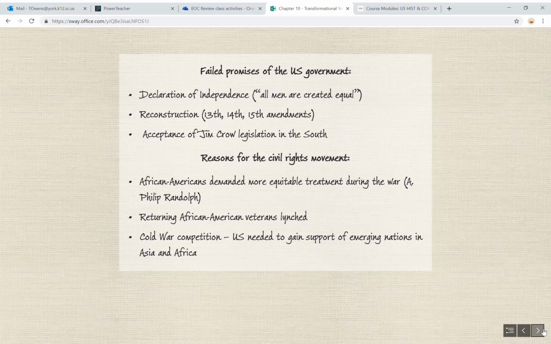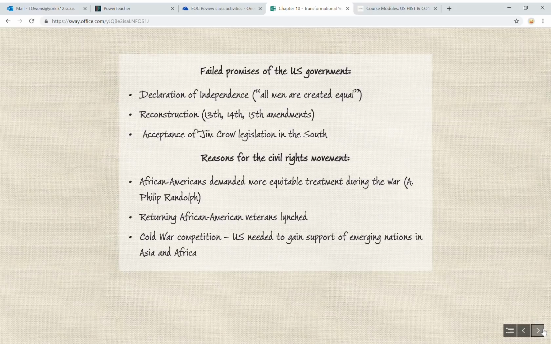And so this gets into our reasons for the civil rights movement. African Americans demand more equitable treatment during the war, and that was going back to what I said about A. Philip Randolph. Returning African Americans are lynched, some in their uniforms. They have served our country. They have fought against a common enemy, and they are not treated as returning heroes. They are instead lynched. They are discriminated against. And it's an outrage, particularly to Eisenhower, considering that he was a general during World War II.